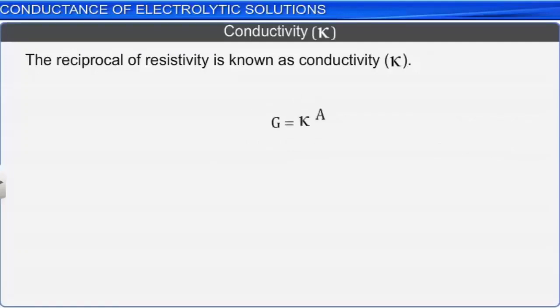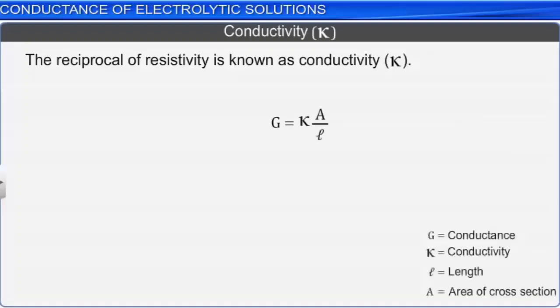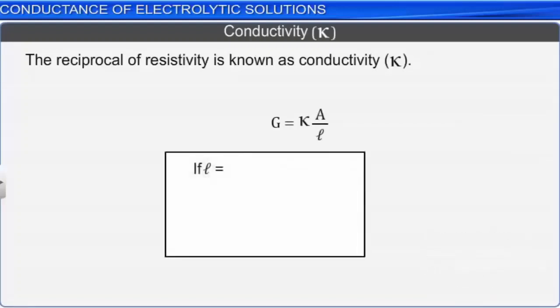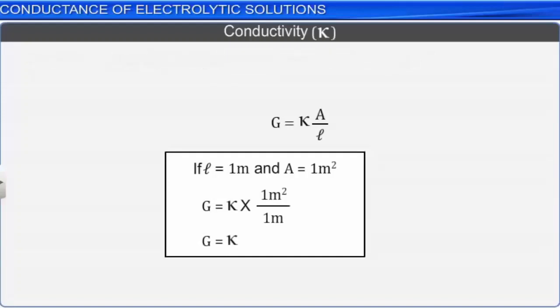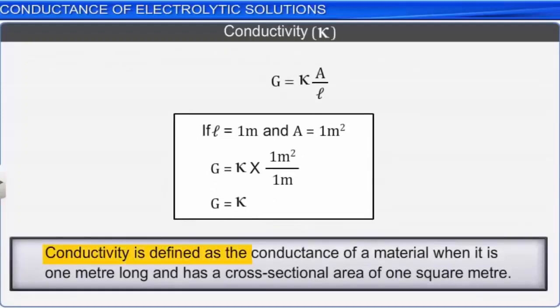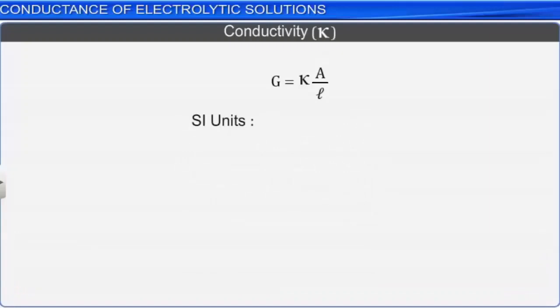If the length of the conductor is 1 meter and the area of its cross-section is 1 square meter, then conductance becomes equal to kappa. Thus, conductivity is defined as the conductance of a material when it is 1 meter long and has a cross-sectional area of 1 square meter. The SI unit for conductivity is Siemens per meter. Sometimes this is given as Siemens per centimeter. Note that 1 Siemens per centimeter is equal to 100 Siemens per meter.